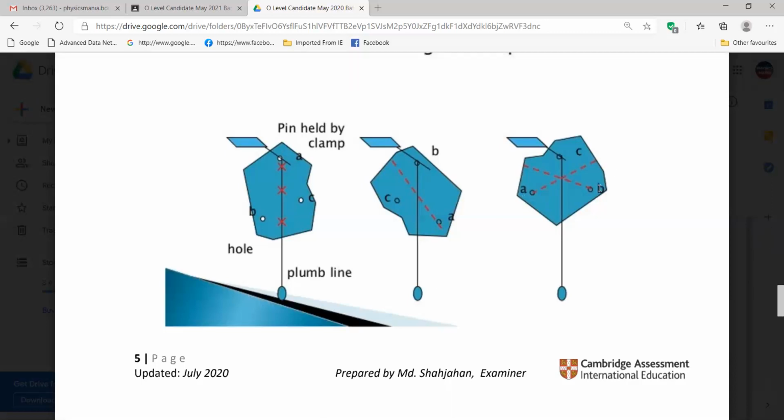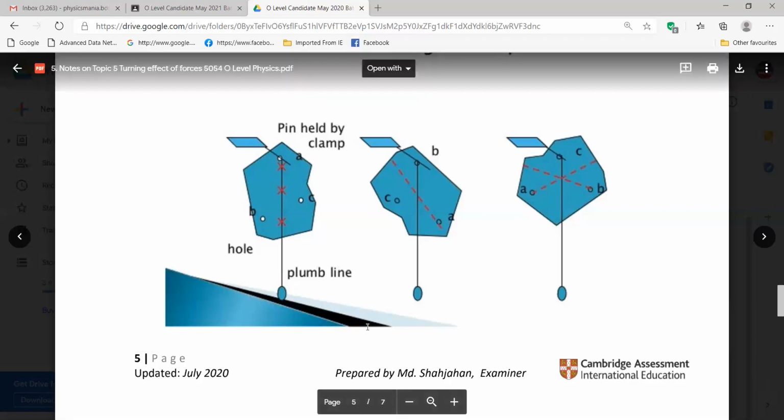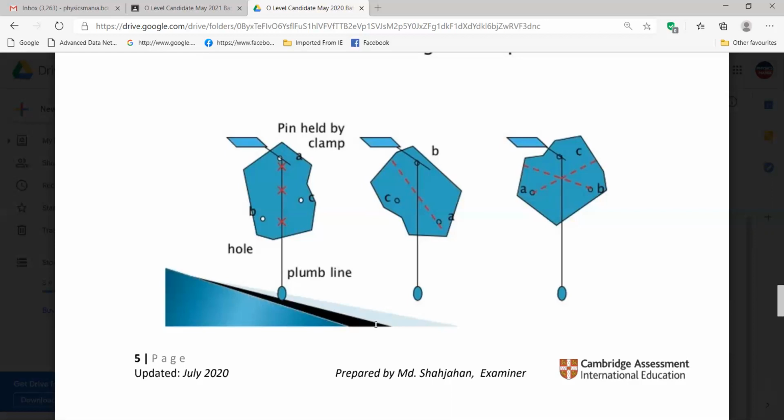See A and B, the lines we got across A and B are cutting each other at a point, right? And if we hang from the third point C again, we'll see that line also intersects the center we already got. So this way we can get the center of gravity of a plane lamina. Is it clear? Yes, sir.